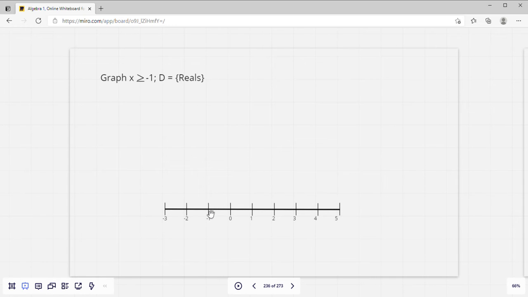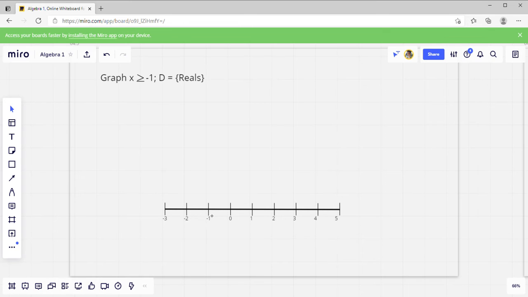Graph X is greater than or equal to negative 1, and for this one, real numbers, so that's going to be all the numbers and everything in between. So when you see reals, you can make a line. X is greater than or equal to, so that means we fill in our dot on negative 1, and that's going to be everything greater than negative 1. And the filled in dot means equal to negative 1. So that's greater than or equal to negative 1. Real numbers, so we're just going to make a line.